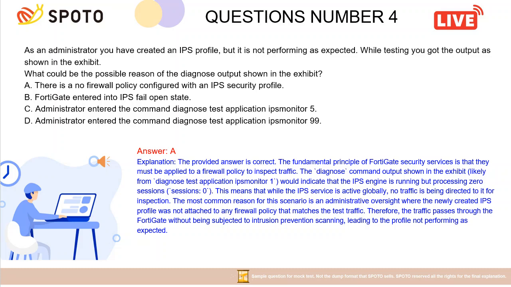This means that while the IPS service is active globally, no traffic is being directed to it for inspection. The most common reason for this scenario is an administrative oversight where the newly created IPS profile was not attached to any firewall policy that matches the test traffic. Therefore, the traffic passes through the FortiGate without being subjected to intrusion prevention scanning, leading to the profile not performing as expected.